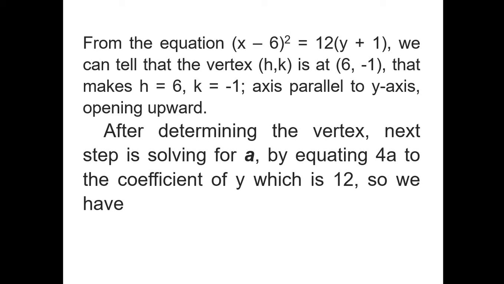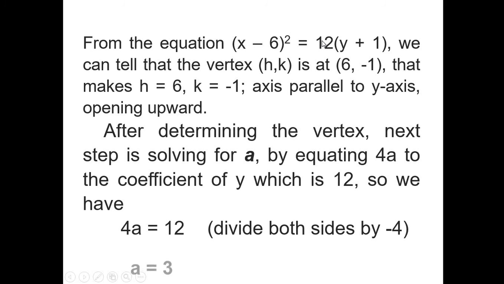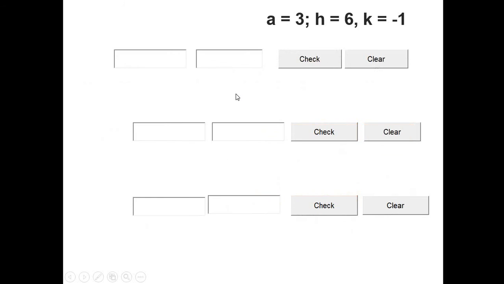Now, after determining the vertex, let's solve for a. Equate mo lang yung 4a sa 12. 4a is equal to 12. Divide both sides by 4. A is equal to 3. So, vertex 6, negative 1. A is equal to 3. H is 6. K equals negative 1. We can now be able to determine the other parts of the parabola.